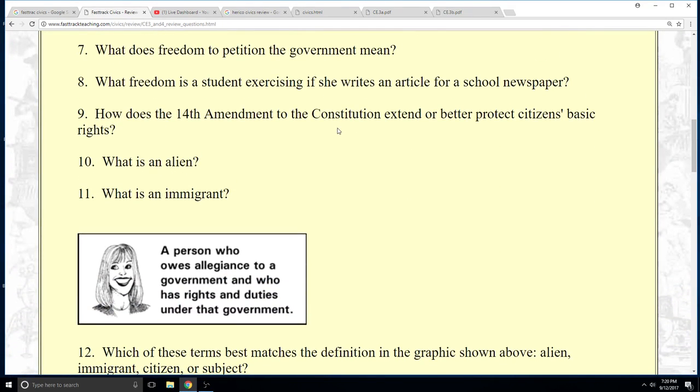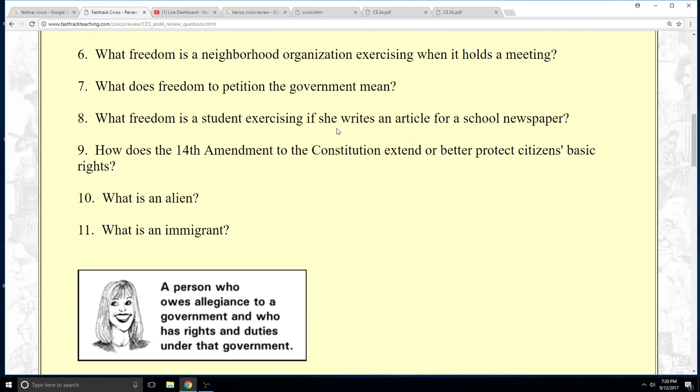Let's do the next 5. All right, let's do 6 through 11 here. All right, 6 through 11. So this time, you're not going to be able to fit it all in one blurb. So go ahead and just type out which number you're answering.